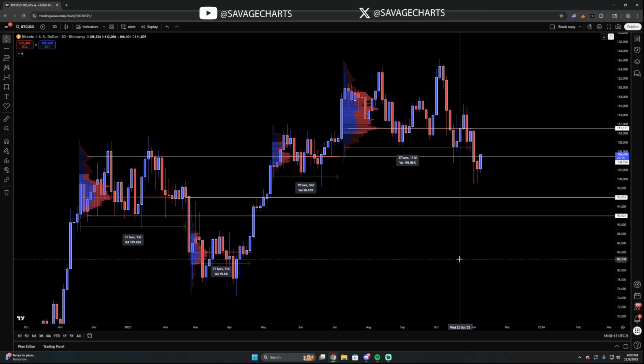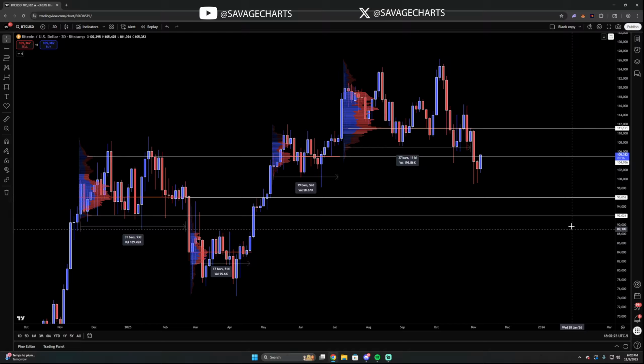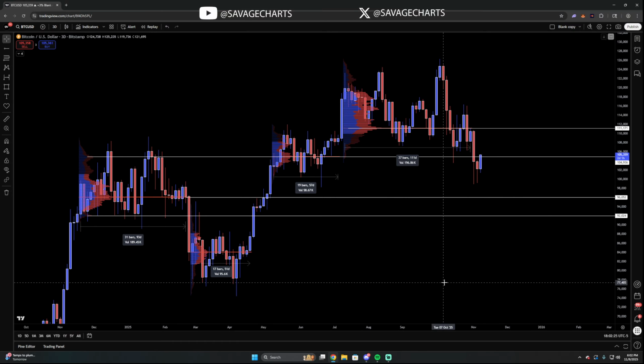CME is opening in about 8 minutes here, fam. So we're going to be kind of watching how they play that. But currently, I believe we're going to have a gap if we open up like this. We'll check that out in about 8 minutes.